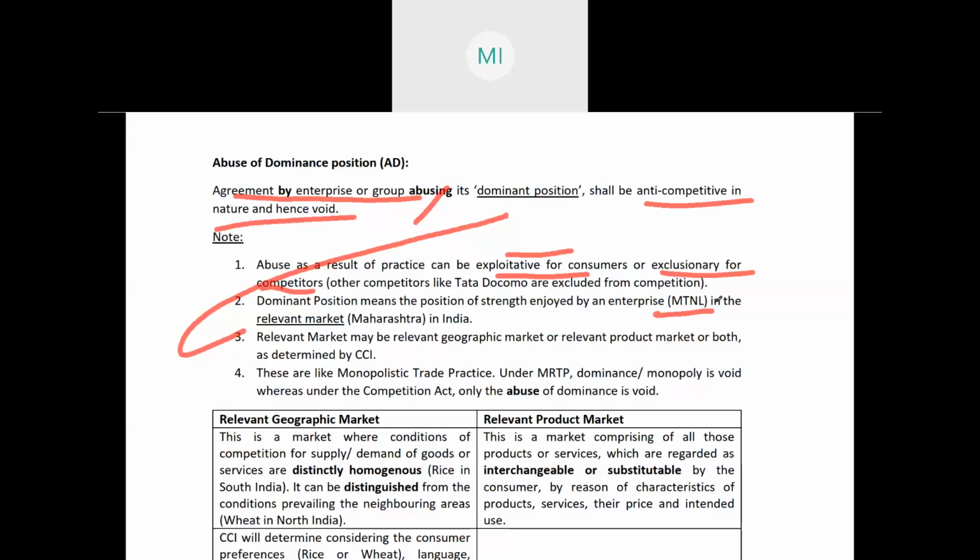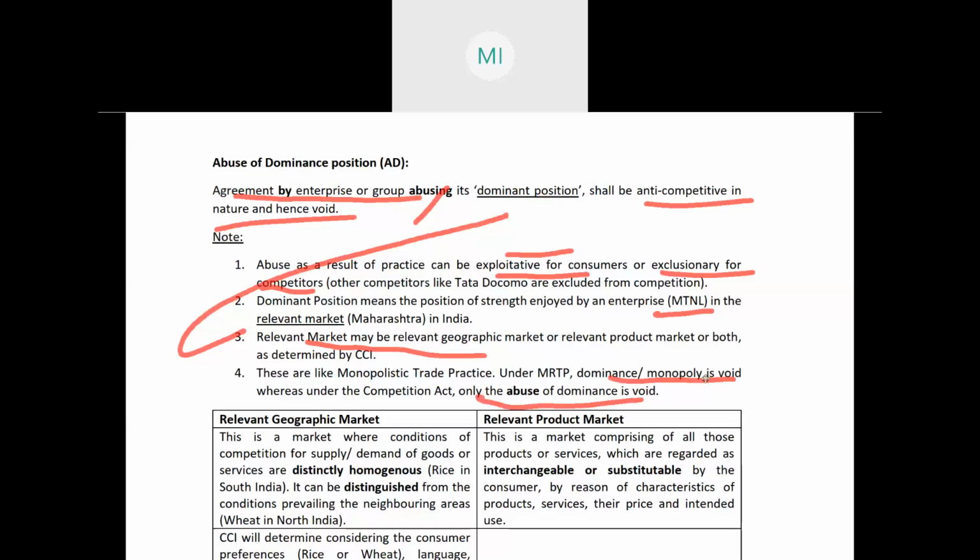So because of which MTNL enjoys a dominant position in that particular market. So, what do you mean by the relevant market in which they are enjoying this dominant position? Relevant market can be a geographic market or a product market, which we'll discuss when we are discussing this differentiate. Before that, just remember, under MRTP, monopoly was void, but under competition, only the abuse of monopoly is void.